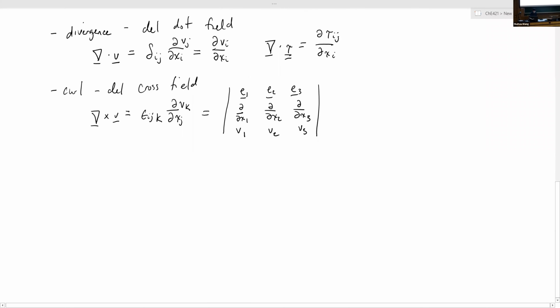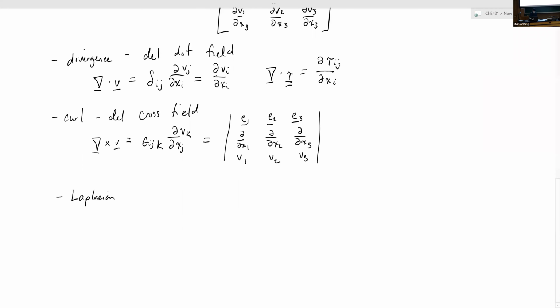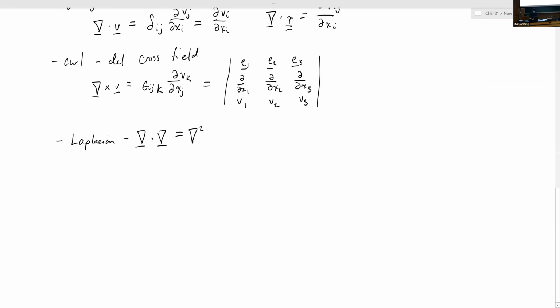And then the last operation that we'll talk about in this class is the Laplacian. Okay. That's del dot del. Okay, or another way of writing it is del squared. So it's the dot product, or it's the divergence of a gradient. Okay. And that we can do to a scalar. It looks like that. Okay.